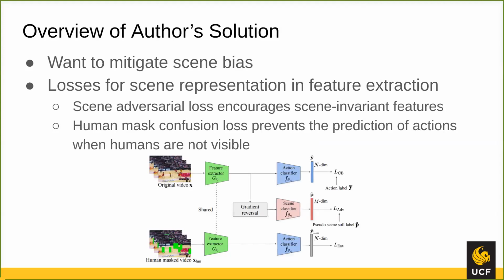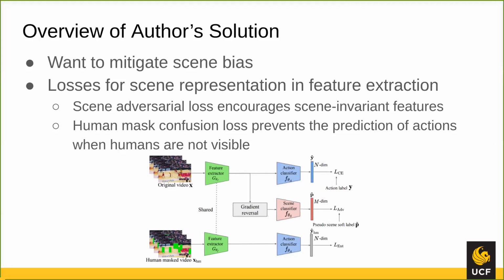So the authors proposed a solution to this. Essentially, they added two types of loss during the training of the model. They added what they call scene adversarial loss, and that encourages scene-invariant features. And so their feature extractor does not represent the scenes in its extraction. And then they added human mask confusion loss, which prevents the model from being able to predict the actions when humans are not visible.